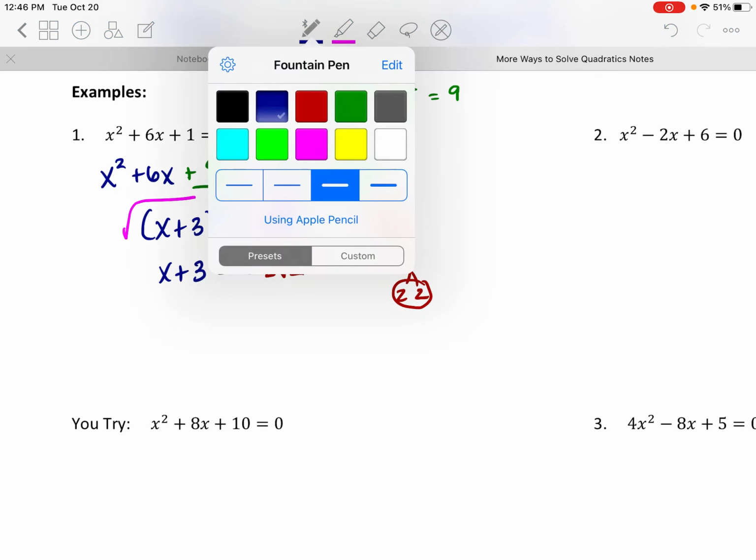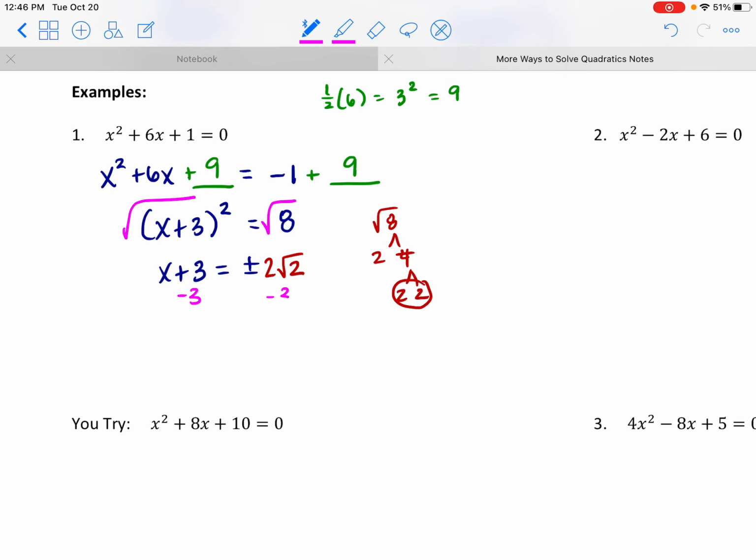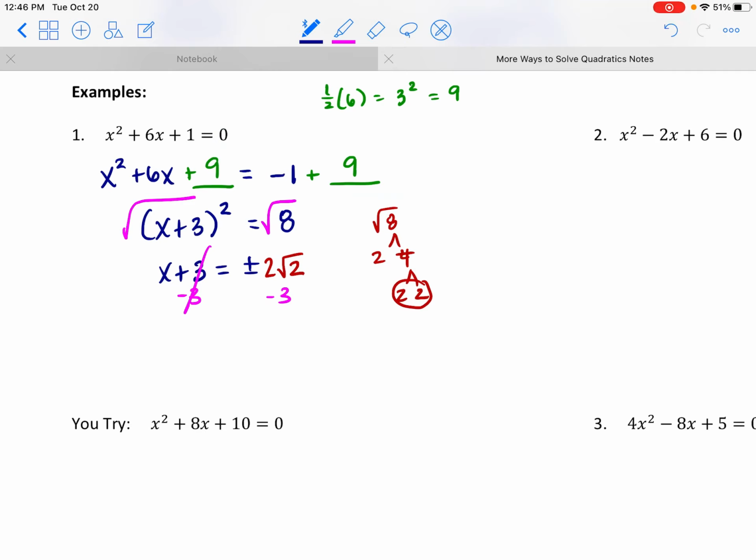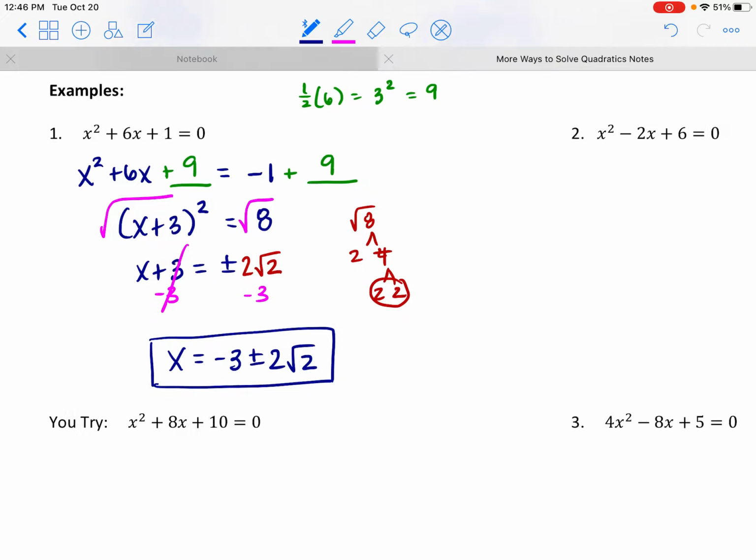And then I want to get the x by itself, so I'm going to subtract the 3 over. And I can't actually subtract 3 from those radicals. Those are not like terms. So the negative 3 and the plus or minus 2 radical 2 are going to be my two distinct solutions there. So those are two real solutions. They're just ugly. They're two irrational solutions. Okay? Hopefully not bad.